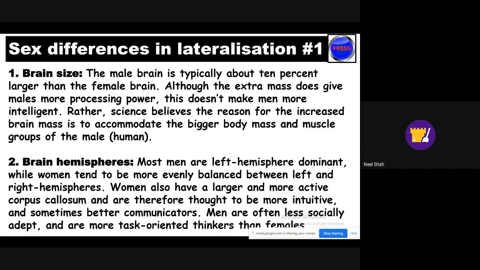So the mass gives males more processing power. So that's all it really means. Maybe that men can process more information in their environment, but that doesn't necessarily mean it makes men more intelligent. The argument goes that maybe male brains are bigger because men in general are physically bigger. So they need to fit this brain inside their big heads. Yeah, that's the only reason.